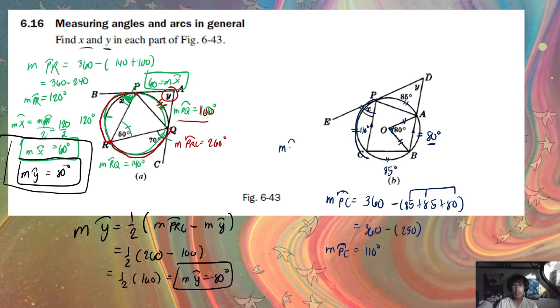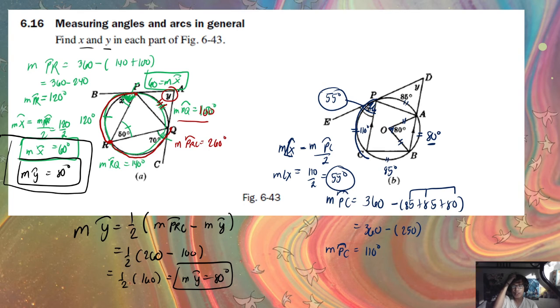The measurement of angle X is equal to half the measurement of arc PC. There you go. And that should just give us the measurement of angle X, which is 110 divided by 2, which is just 55 degrees. So therefore the measurement of this angle is just 55 degrees.